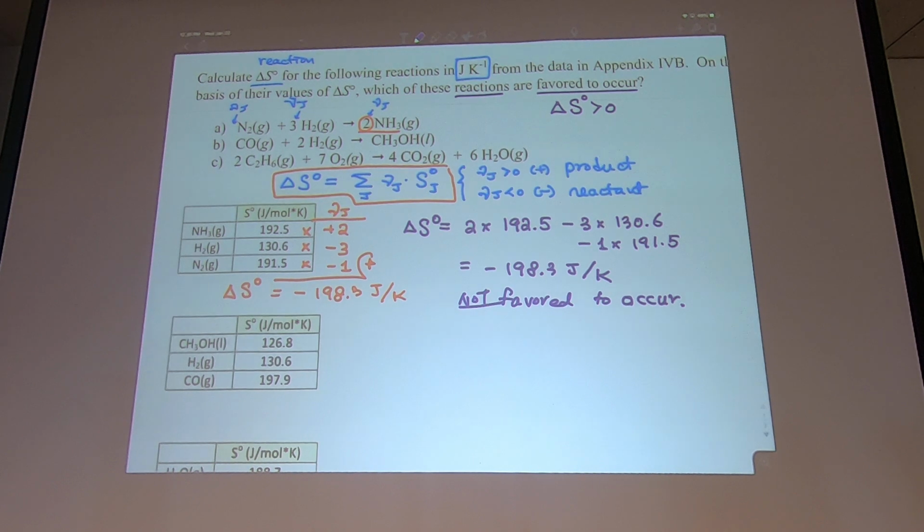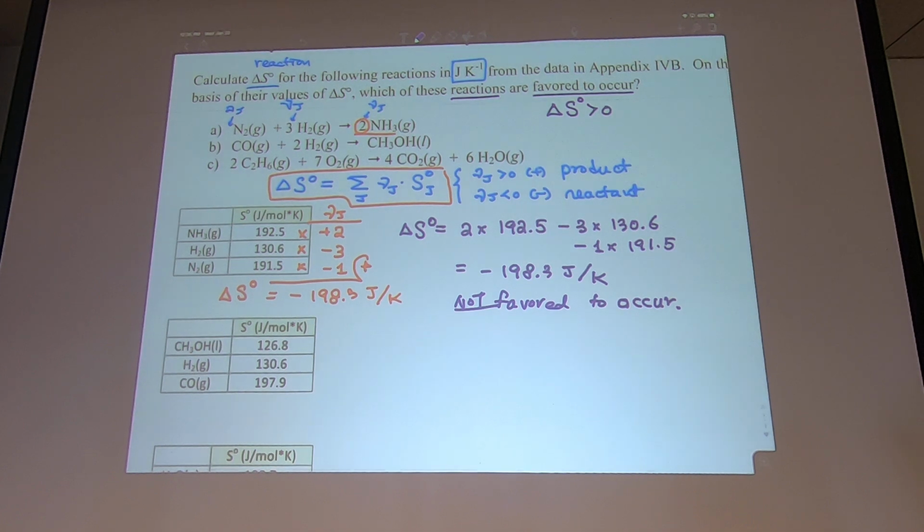Okay, so let's do the second one here. So we'll do the same. So the constant product, this one is methanol. That's a +1. Hydrogen, that's a -2. CO2, that's a -1. Just multiply those numbers.